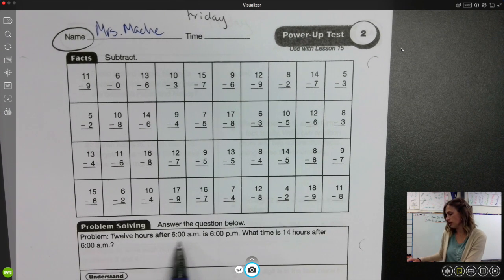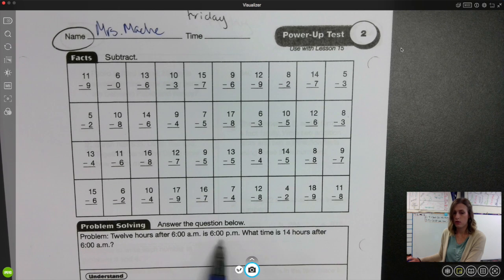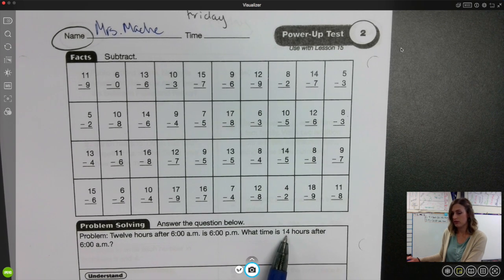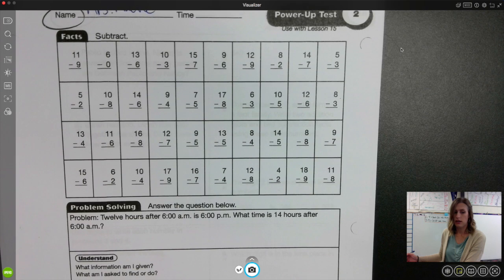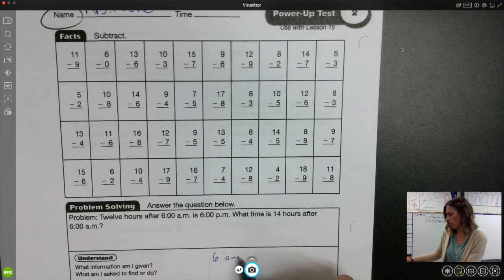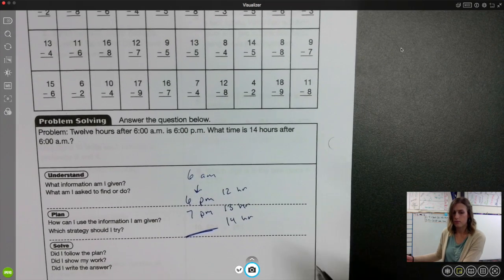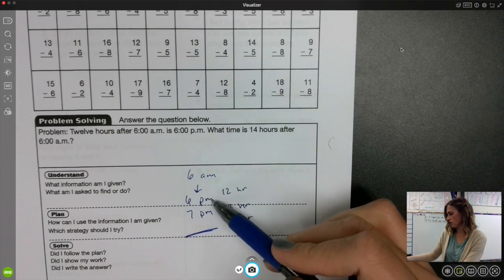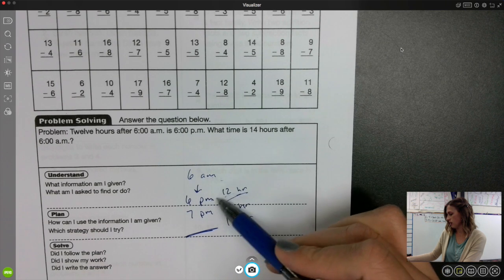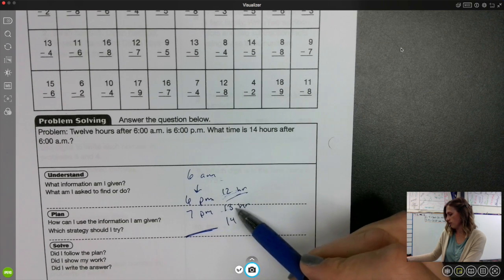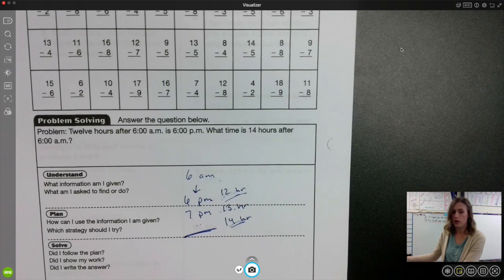It says 12 hours after 6 a.m. is 6 p.m. What time is 14 hours after 6 a.m.? So 6 a.m. to 6 p.m. is 12 hours. So 13 hours would be 7 p.m. So 14 hours would be what time? 12 hours after 6 a.m. is 6 p.m. 13 hours would be 7 p.m. 14 hours would be what time here?